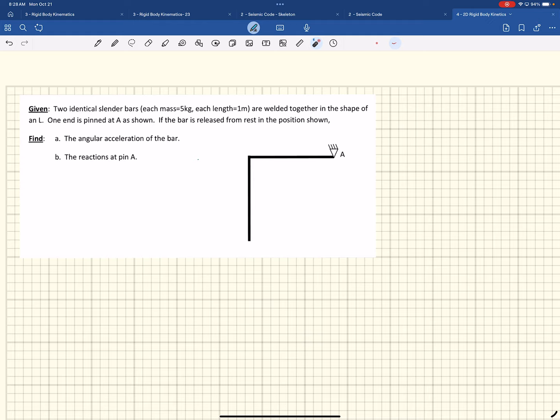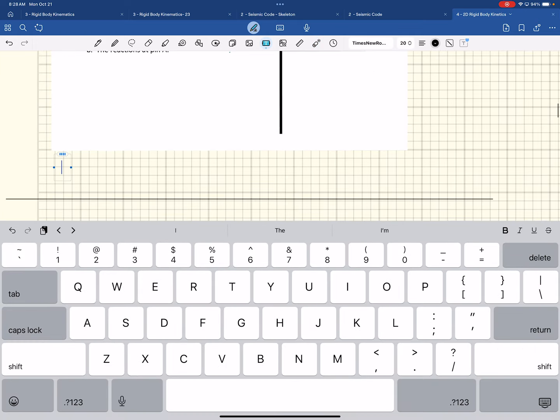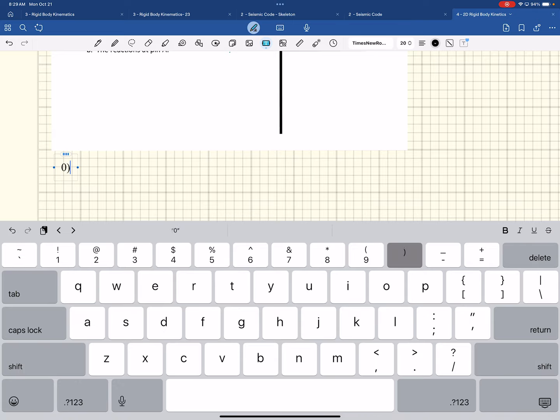Step 0 was mass props, right? And they didn't tell us where the mass center was, so I need to find out where the mass center is. I need to determine where the mass center is.